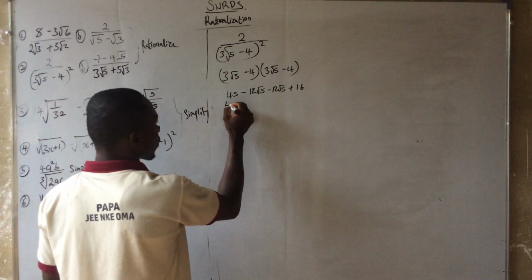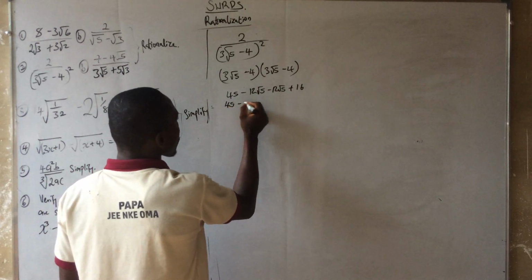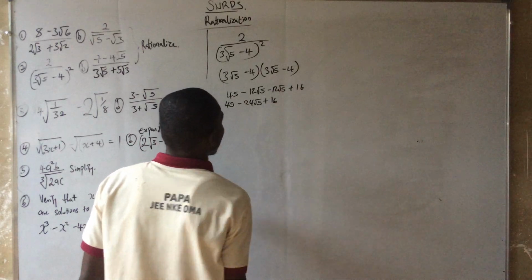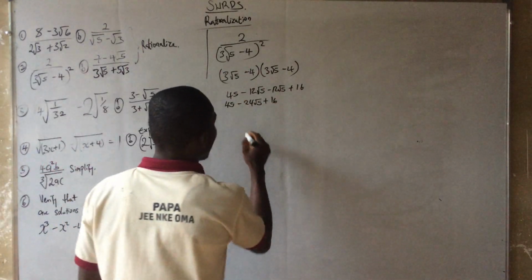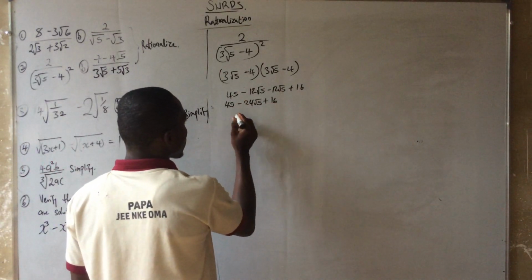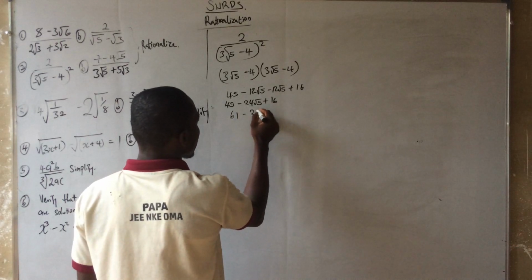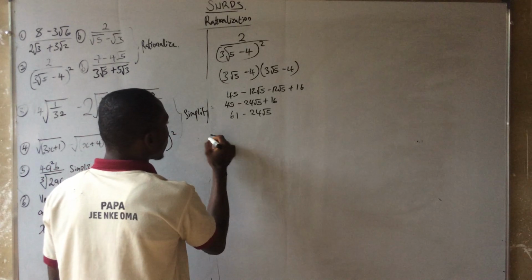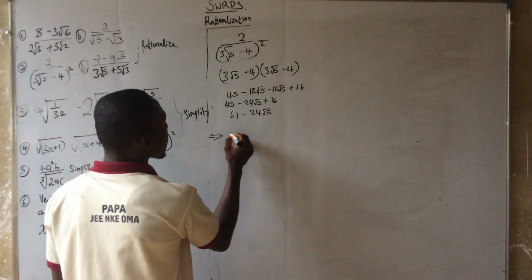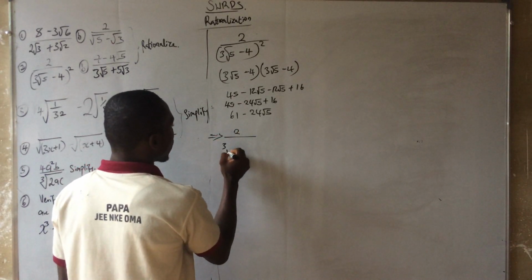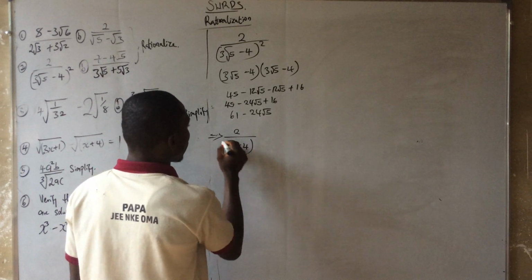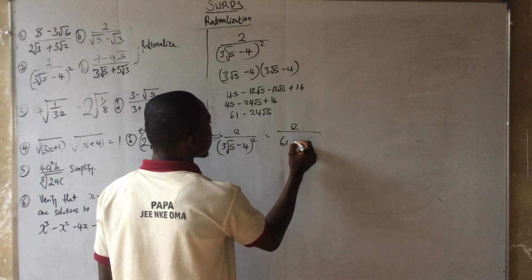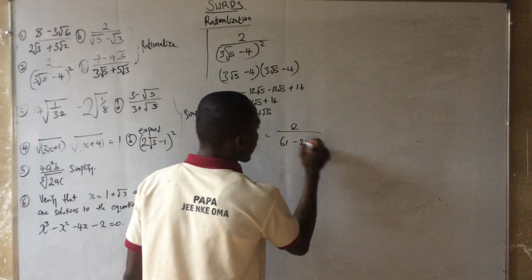So this is going to give us 45 minus 24 root 5 plus 16. So this is my denominator, and furthermore we have 61 minus 24 root 5. So now I want to say this implies that (2 over 3 root 5 minus 4) all squared is equal to 2 all over 61 minus 24 root 5.